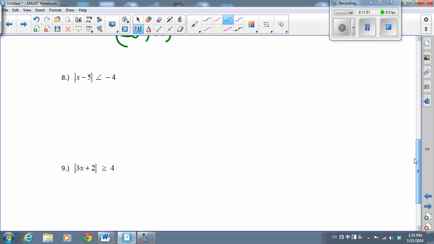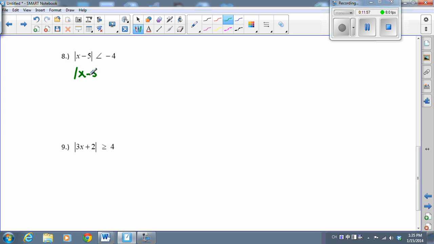All right, number 8. We have 2 left. On number 8, I have absolute value of x minus 5 is less than negative 4. Well, I'm telling you that the positive number is smaller than a negative number. This is not possible. So you will say empty set is your solution, or no solution, as you always say.